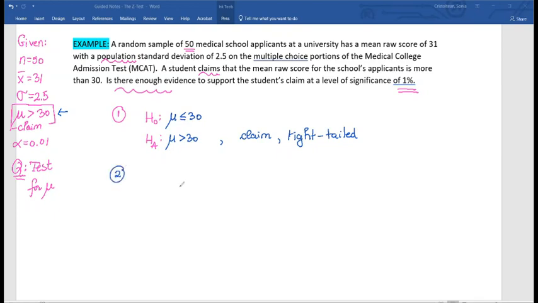Step 2, what distribution do I use? Well, at this point, we learn only about the Z distribution, but the thing is, because sigma is given and we're testing the mean, we'll be using the Z distribution. We will be performing the Z test, and alpha is 0.01. So let's take the calculators and do the Z test.